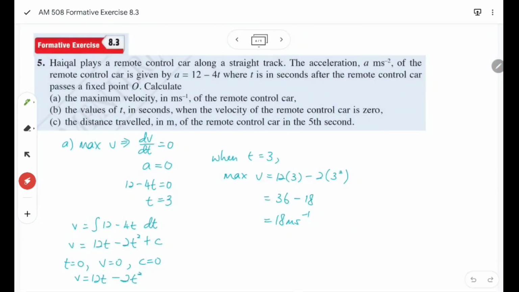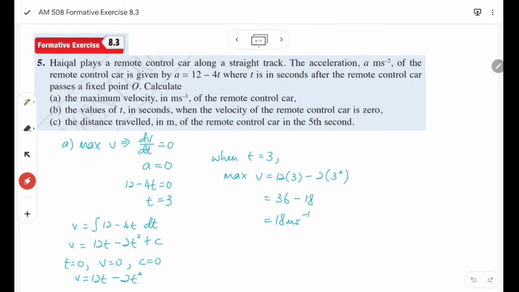Number 5. A remote control car is placed along a straight track. The acceleration a meters per second squared of the remote control car is given by a equals 12 minus 4t, where t is in seconds after the remote control car passes through a fixed point O.